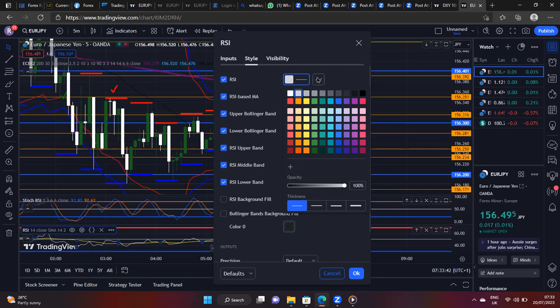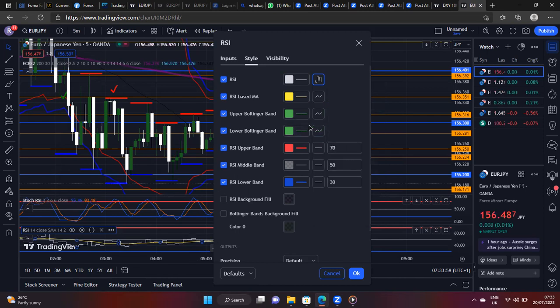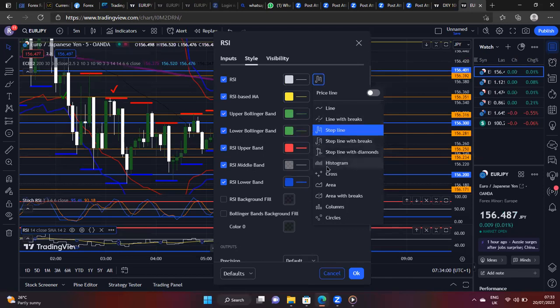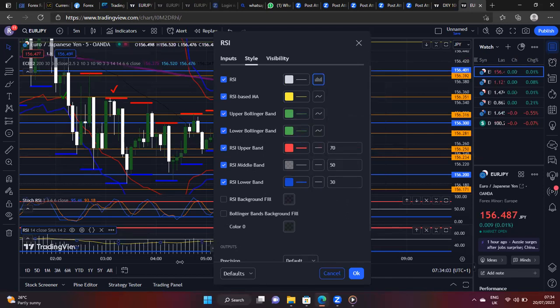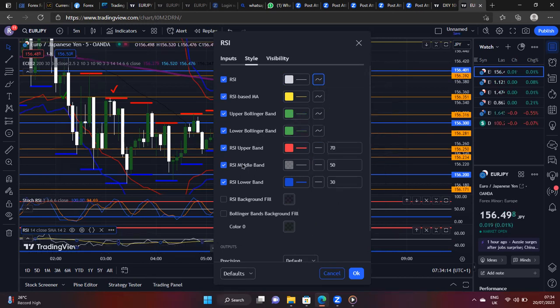Your RSI should always be in the form of a line. Don't go and make your RSI a histogram or cross. You will not understand it. Take for instance, you make your RSI a histogram. What is this? Do you understand any of this? Does it make sense to you as a trader? It might make sense, but to our style of trading, it doesn't. So you want to make sure that the RSI is displaying as a line. It's very important.